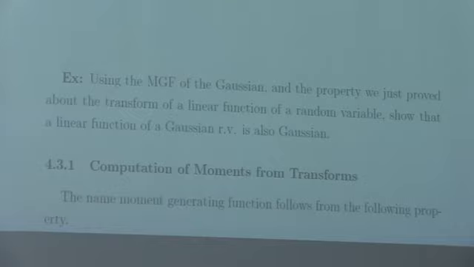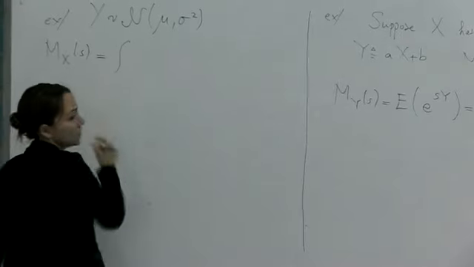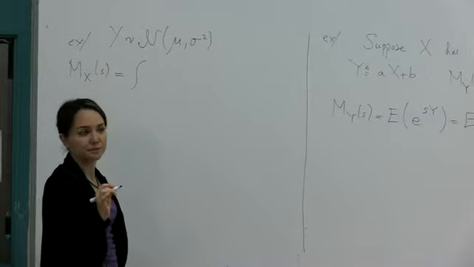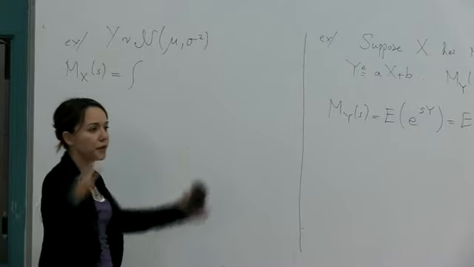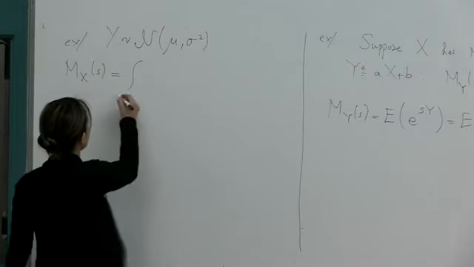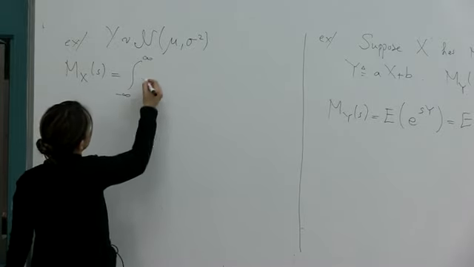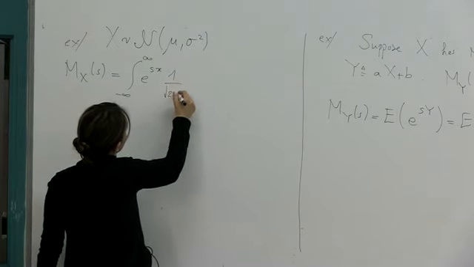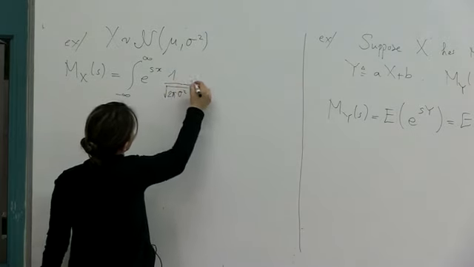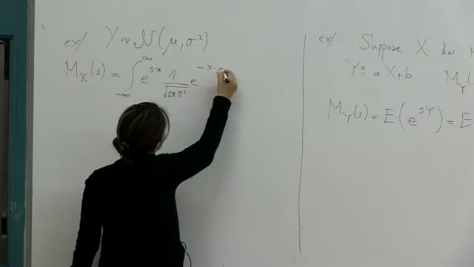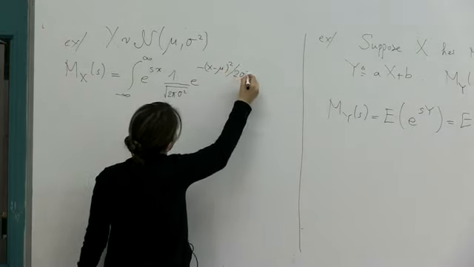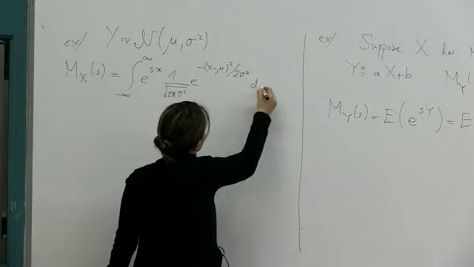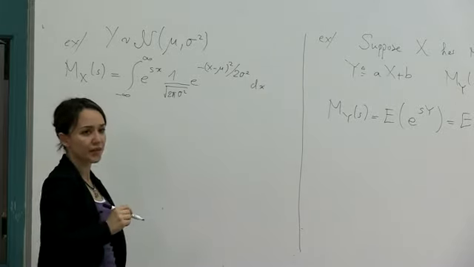X is normal with mean mu, variance sigma squared. I want to compute MX of s, which is the integral. You tell me the limits of integration. The Gaussian is spread over the whole real line. So negative infinity to positive infinity. E to the sx times 1 over square root 2 pi sigma squared e to the minus x minus mu squared over 2 sigma squared dx. Very nice. So what do we do?